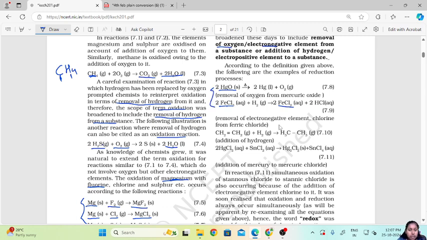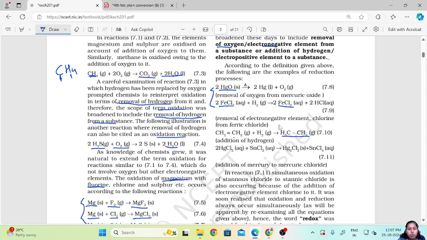Now next one is addition of hydrogen. Here you can see CH2. This is ethene, right? To ethene I have added two hydrogen molecules and made it ethane. So this is addition of hydrogen. Again this is a kind of reduction. You have reduced double bond to single bond. Okay, so addition of hydrogen.